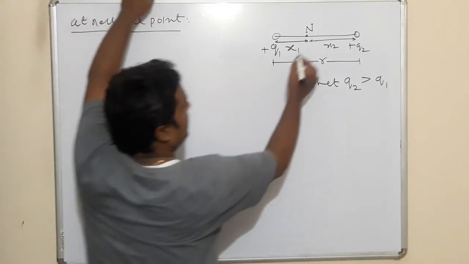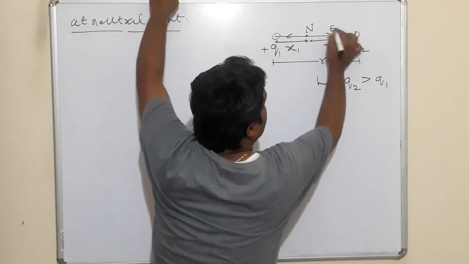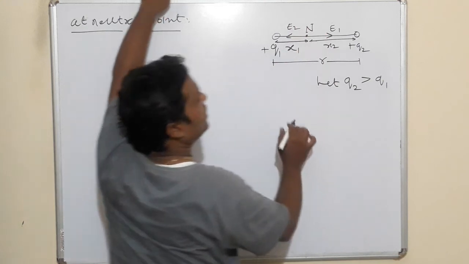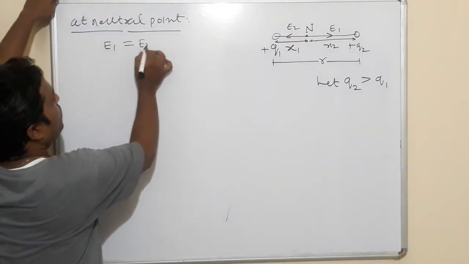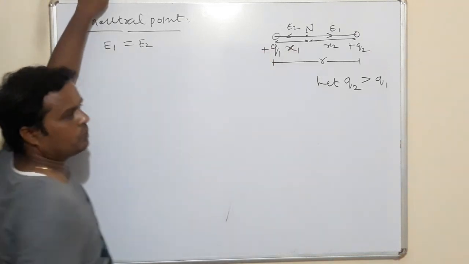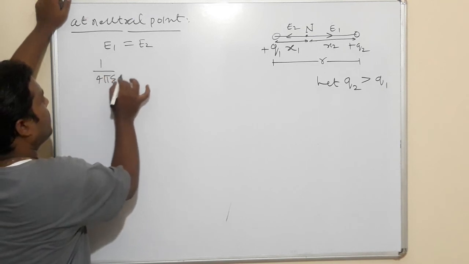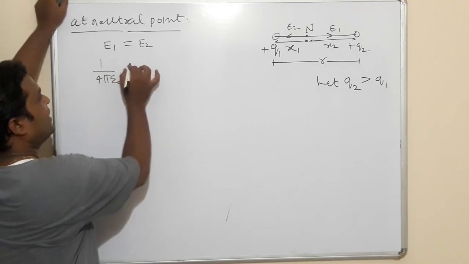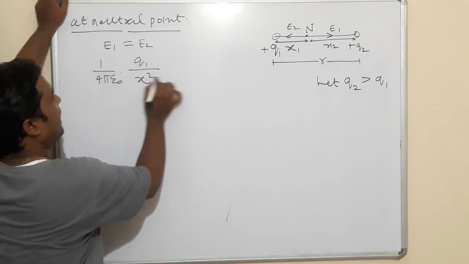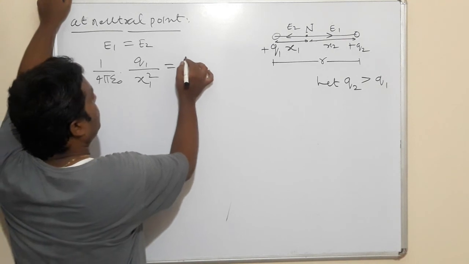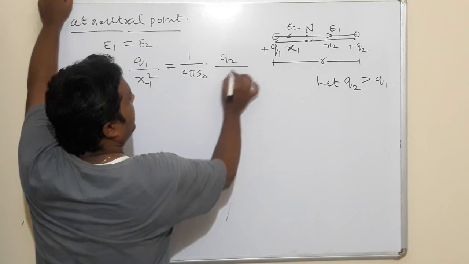both the fields must be equal and they are opposite, no doubt. This is E1, this is E2. If both fields become equal, that means E1 is equal to E2, because the net field E1 minus E2 will be 0. That means this is 1 by 4 pi epsilon naught. What is the field formula? Charge divided by distance square, Q1 by x1 square is equal to 1 by 4 pi epsilon naught Q2 divided by x2 square.